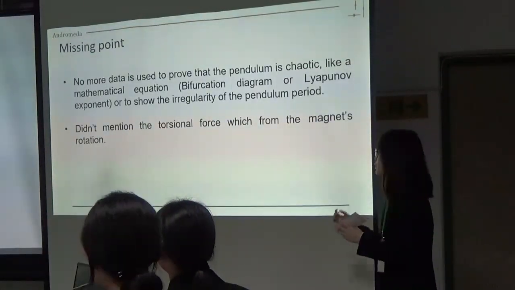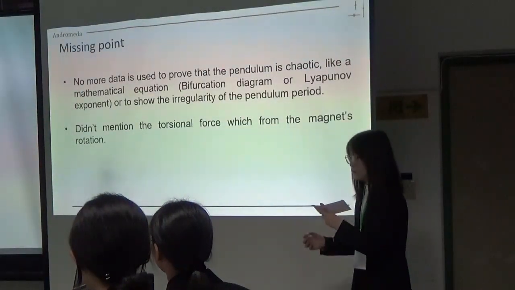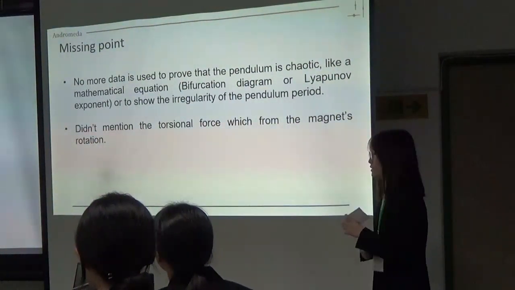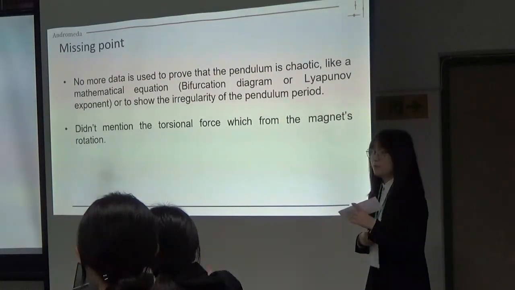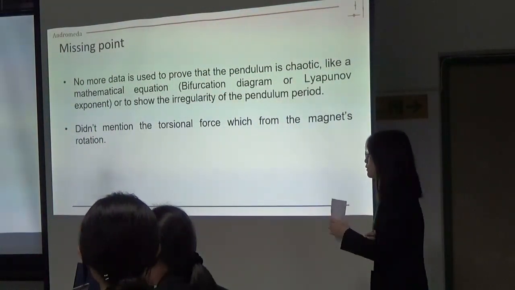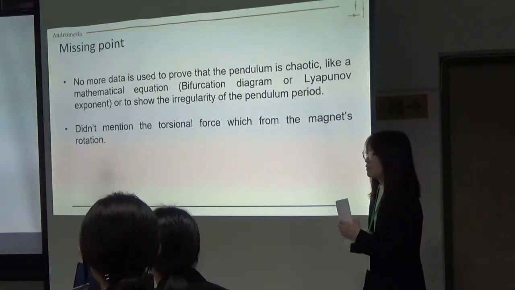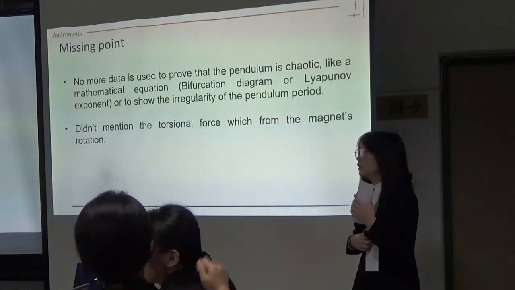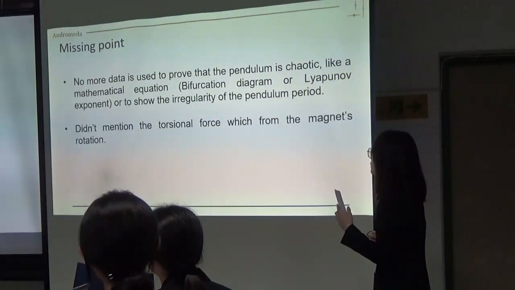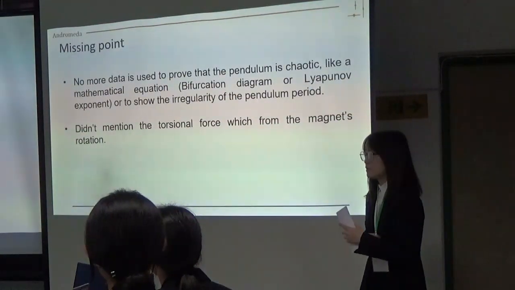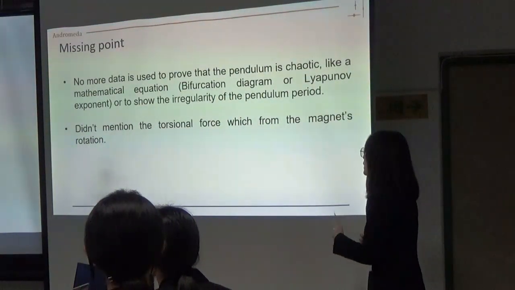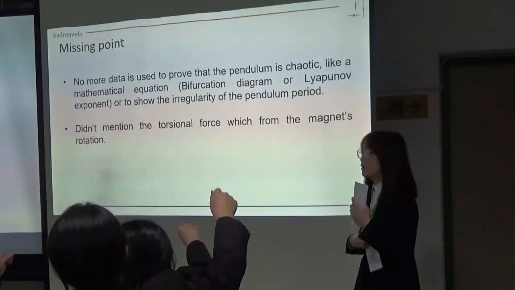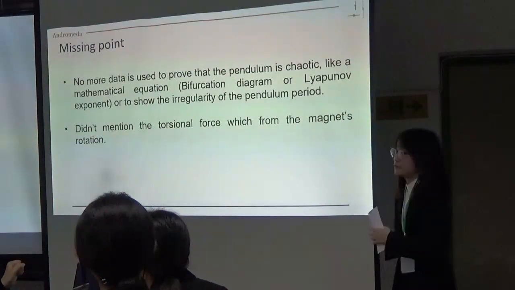And I also asked about the definition of the little difference, because chaos is very sensitive to the initial condition. But I think the little difference is very small, so when we control the release location, it will cause chaos. And about the missing points, the reporter used the wrong way to prove that chaos happened during the experiment. And they didn't mention the torsional force from the magnet's location. I think that will affect the magnet's trajectory. That's all. Thanks for your attention.